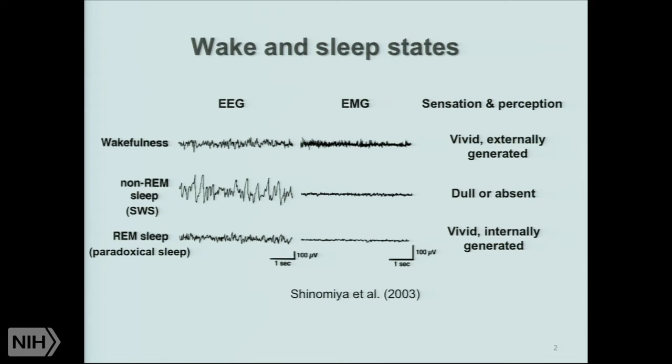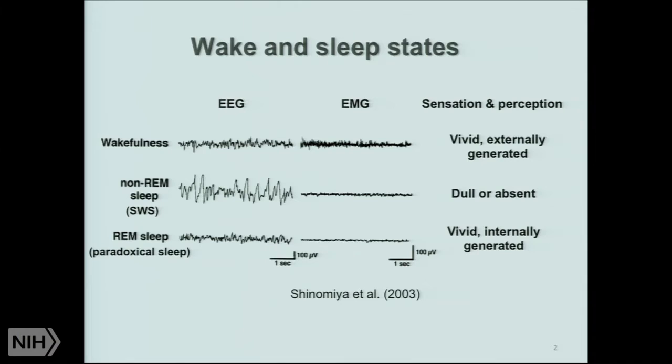And during non-REM sleep, which is also called slow wave sleep, the EEG is dominated by large amplitude slow waves. The EMG shows reduced muscle tone, and we have dull or absence of sensation. Now, REM sleep, rapid eye movement sleep, was discovered only about 60 years ago in the 1950s. It's also called paradoxical sleep, paradoxical in the sense that the EEG is actually very similar to the wakefulness EEG.